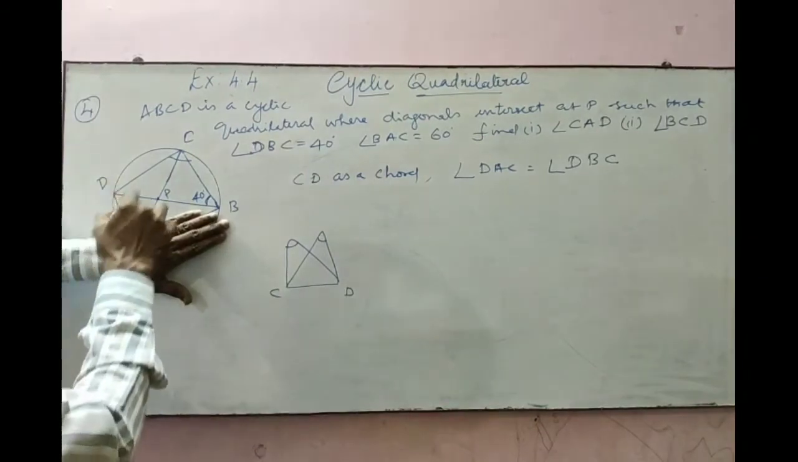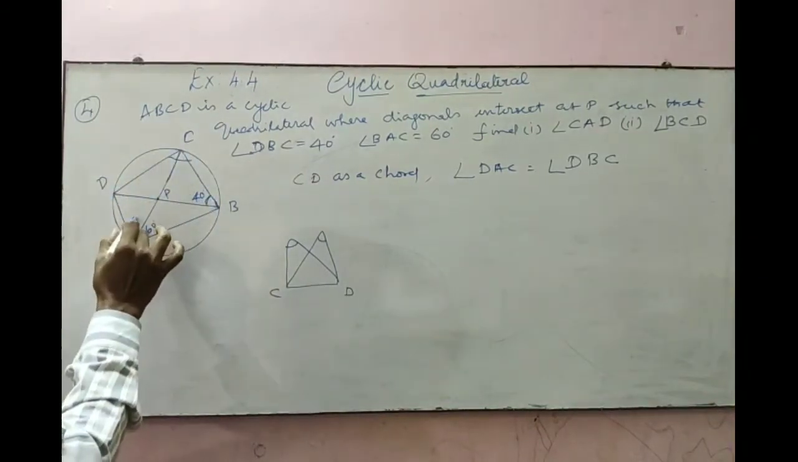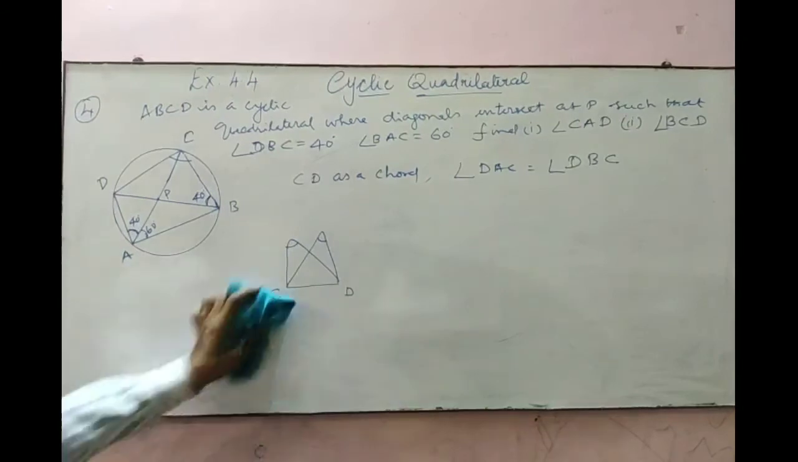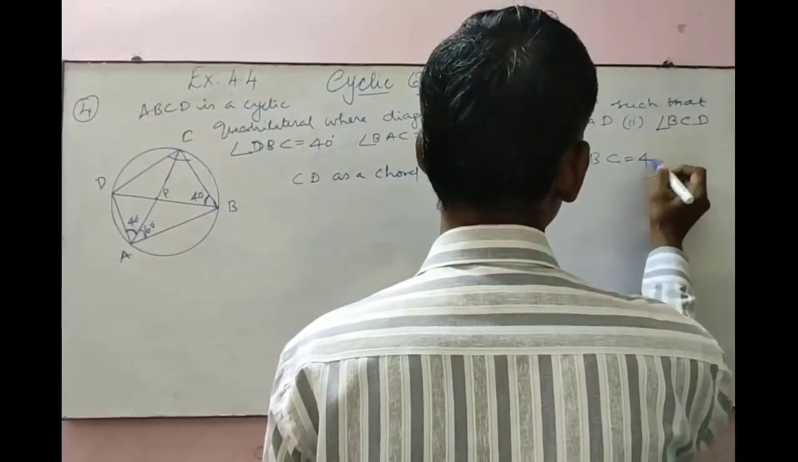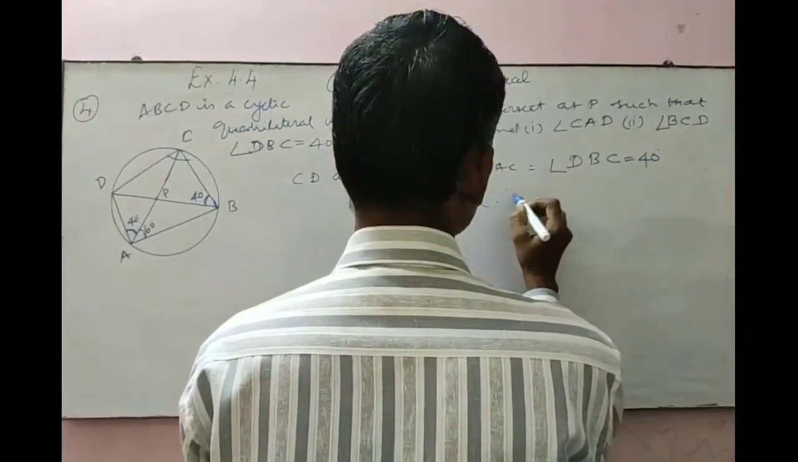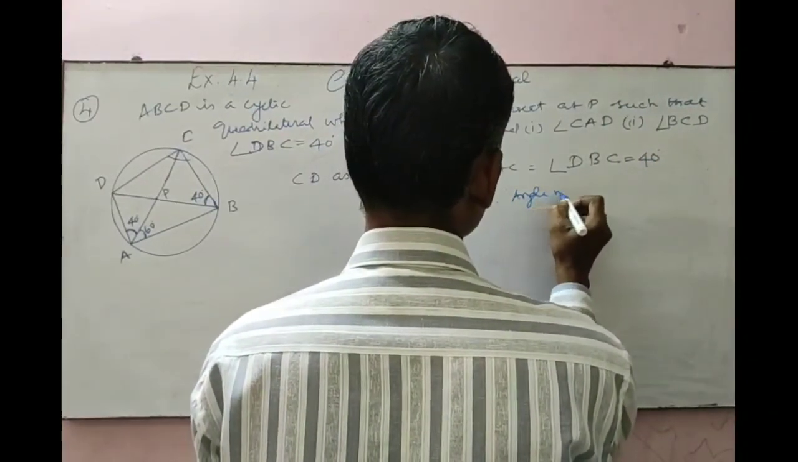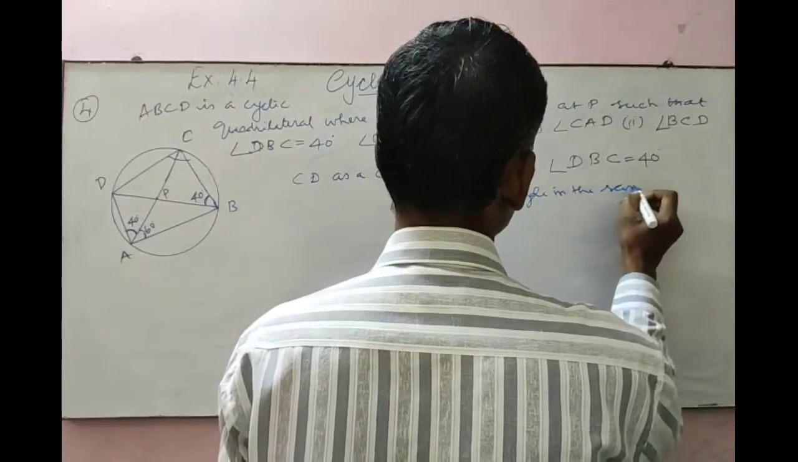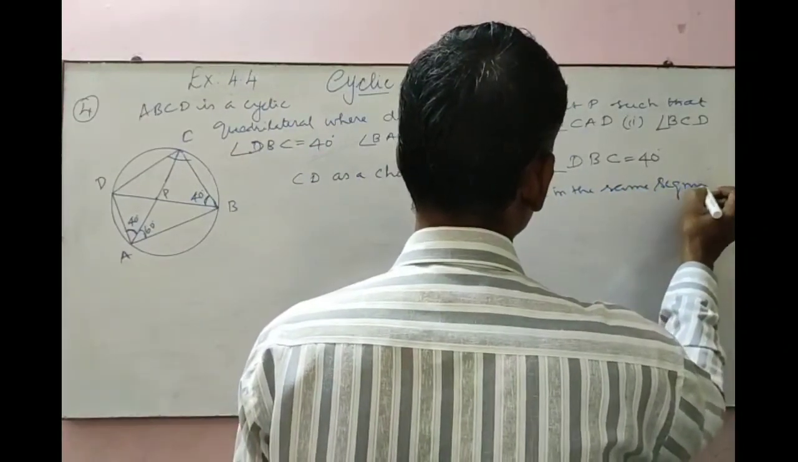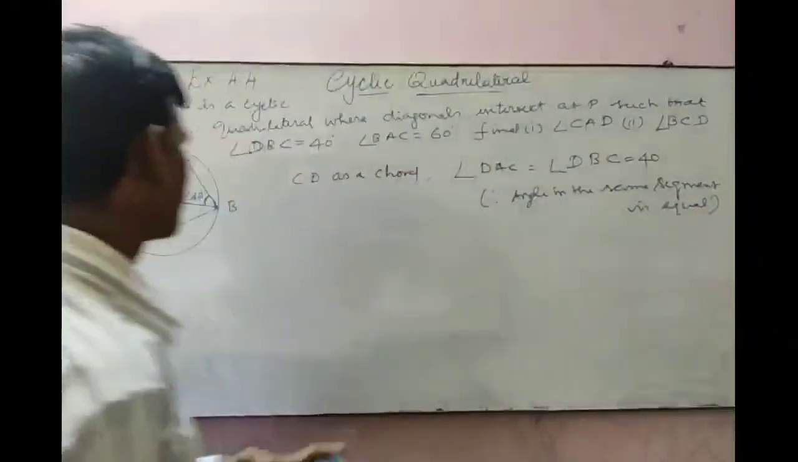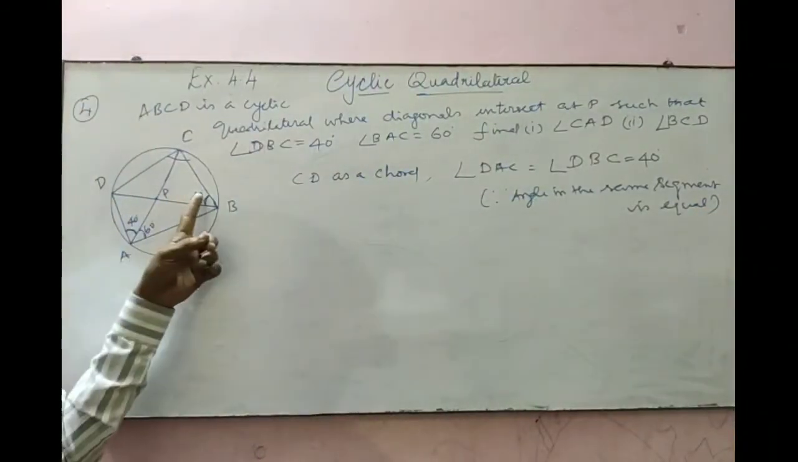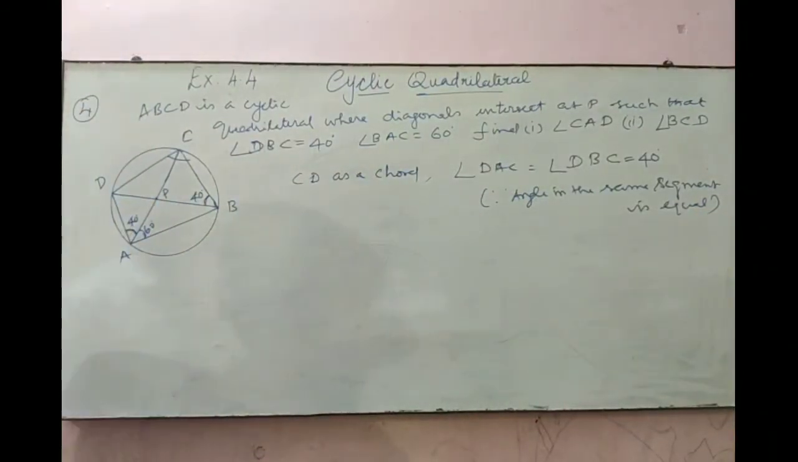You will get these two angles as 40 degrees. So this angle also is 40 degrees. So using that concept, angle DAC is equal to angle DBC, equal to 40. Since the concept is that angles in the same segment are equal, this angle is 40 means this angle is also 40.